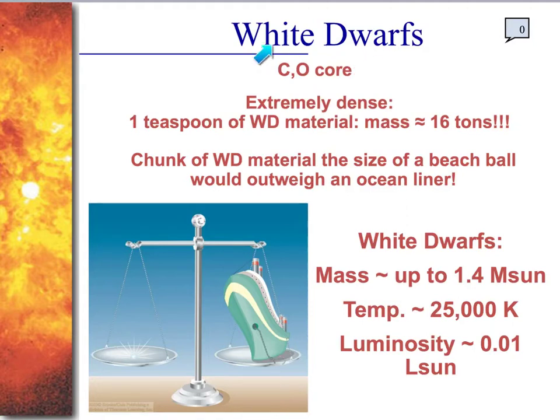And a white dwarf is just that completely carbon and oxygen core. And these are extremely dense. So if you had a teaspoon of it, it would weigh 16 tons. And here's a little animation kind of showing you that. So white dwarfs can only be up to 1.4 solar masses, and that number is important. But they're very, very hot.